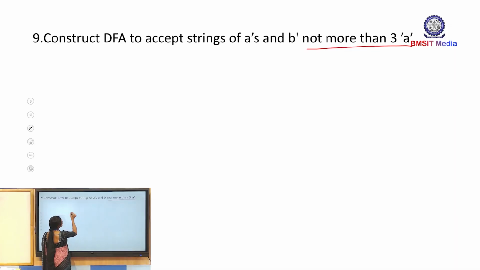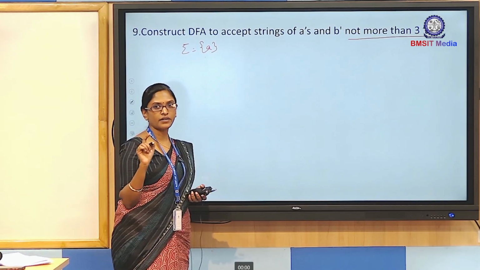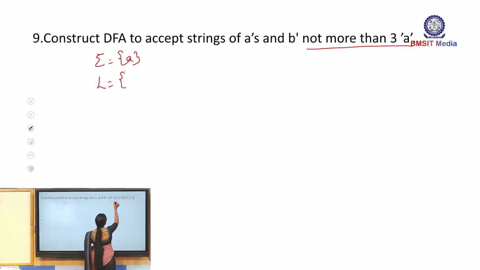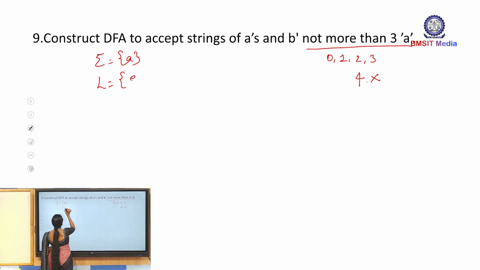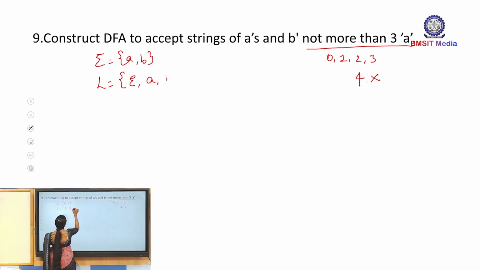So let me write the language. Here the alphabet that it should accept is A and B. Now let's write the language. As I said already, this can take 0 occurrence of A, 1 occurrence of A, 2 occurrences of A and 3 occurrences of A. If there are 4 occurrences of A onwards, this should be invalid. So I can have epsilon in the string with 0 occurrence of A. I can have a single A, and the alphabet is A and B, so I can have AB, BA and so on.